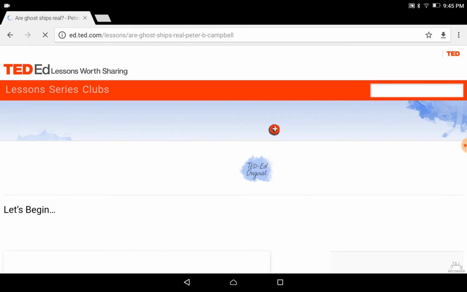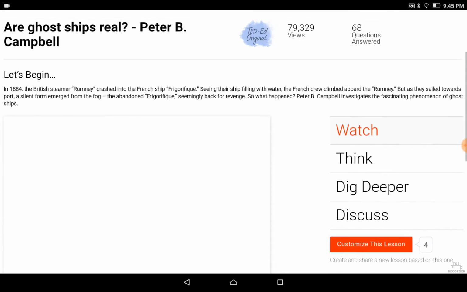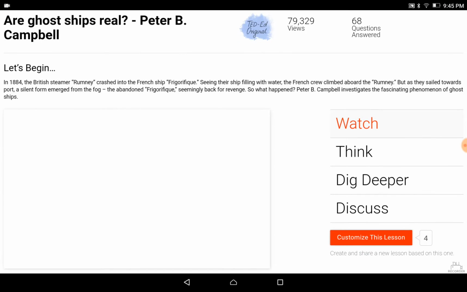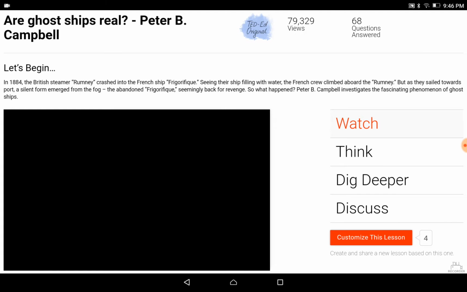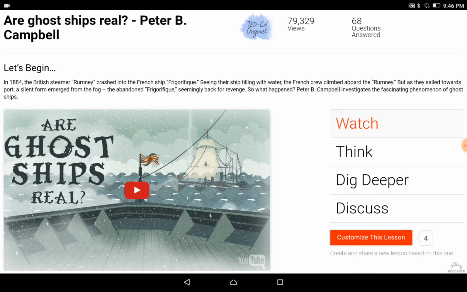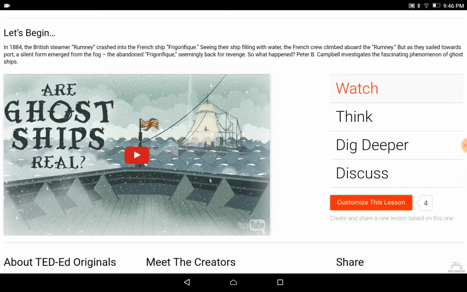If we start by looking at this first video, this first lesson on the question, are ghost ships real? We can see the layout that they use. On each lesson, they have 4 parts: watch, think, dig deeper, and discuss. The watch section creates a video that the content creator has put for the topic. In this case, it is one that was created by the ed.ted team.